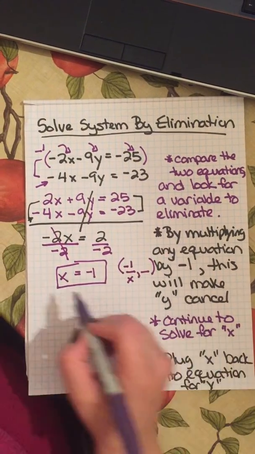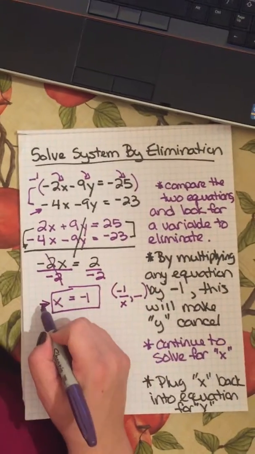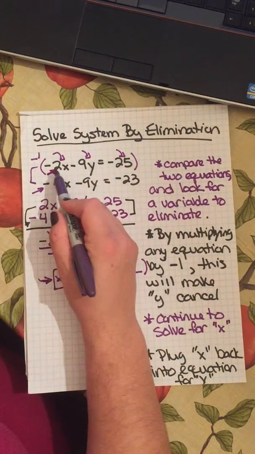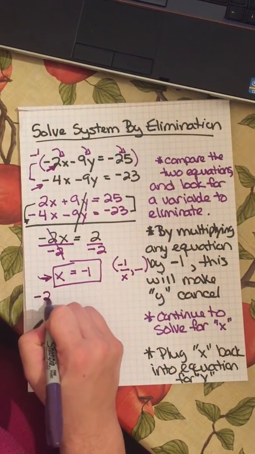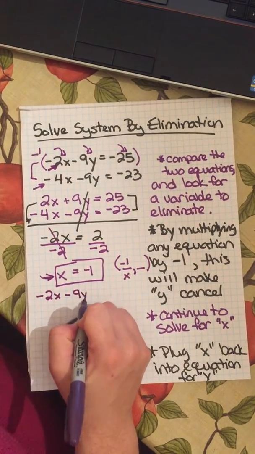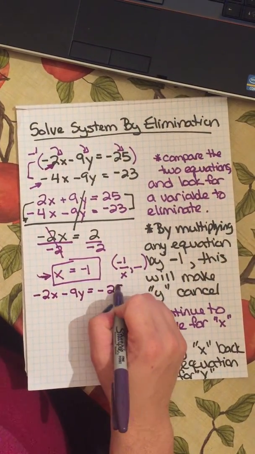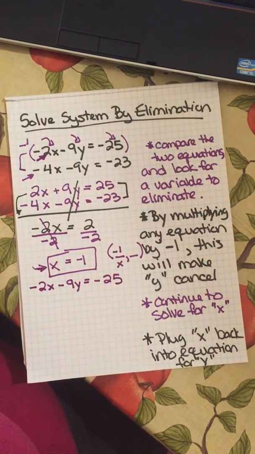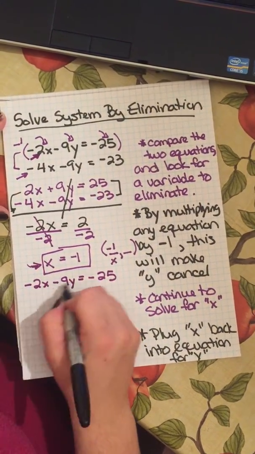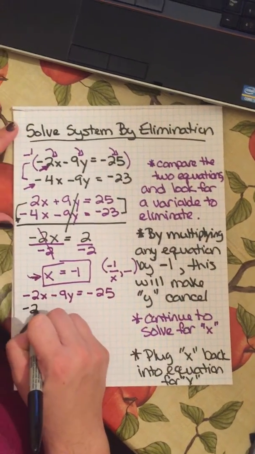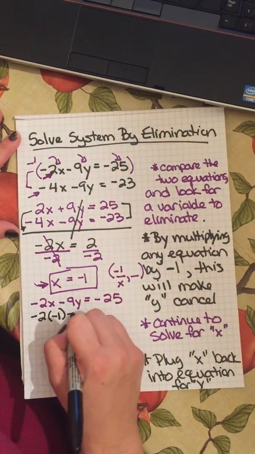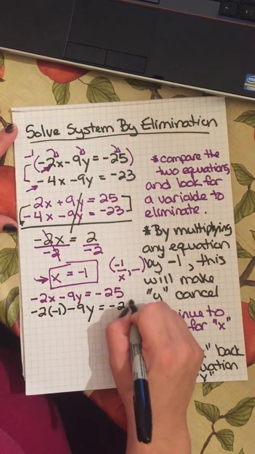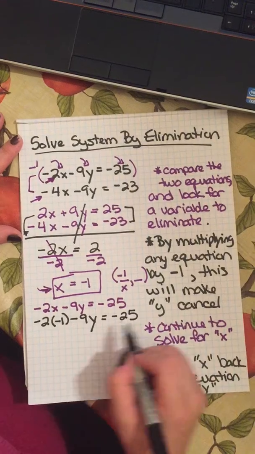So what you want to do is make sure that you take this value and go back and plug it into one of the original equations. So I'm going to go back and plug it into the negative 2x minus 9y equals negative 25. When I plug in this negative 1, I want to make sure I use parentheses so I don't lose anything. So I'm going to have negative 2 times negative 1. I'm going to bring down the minus 9y equals negative 25, and now I'm just going to solve for y.